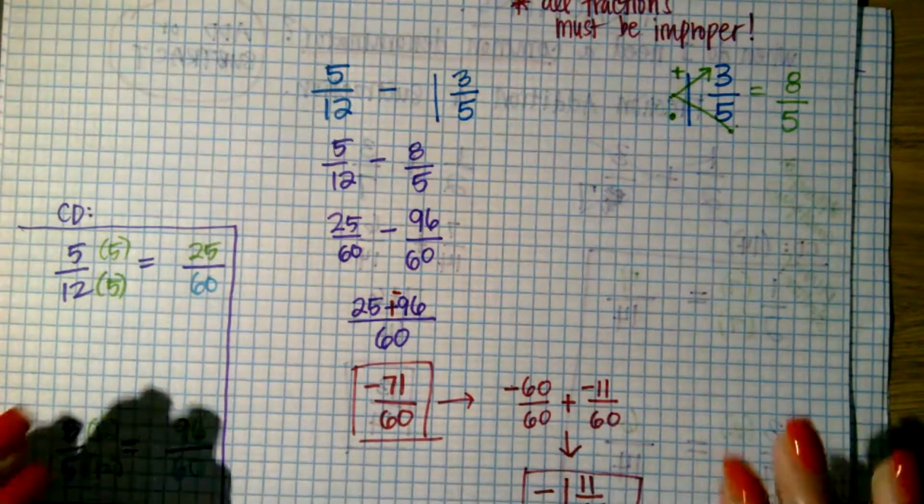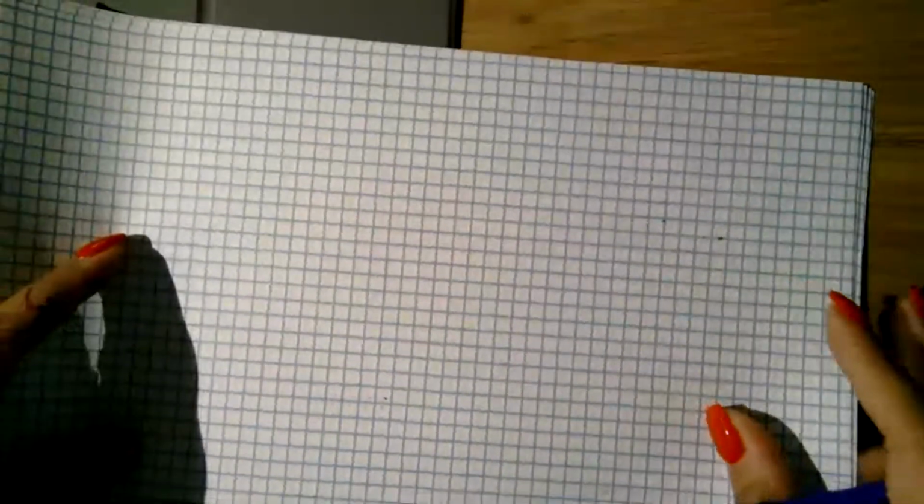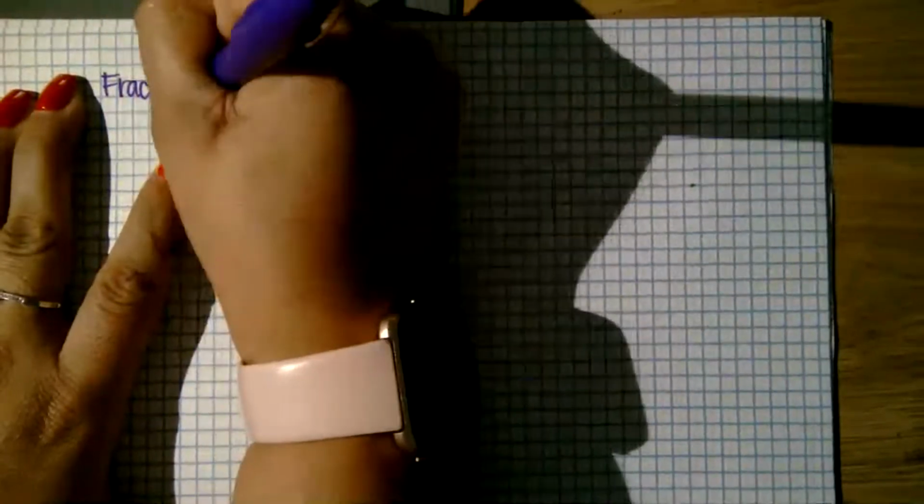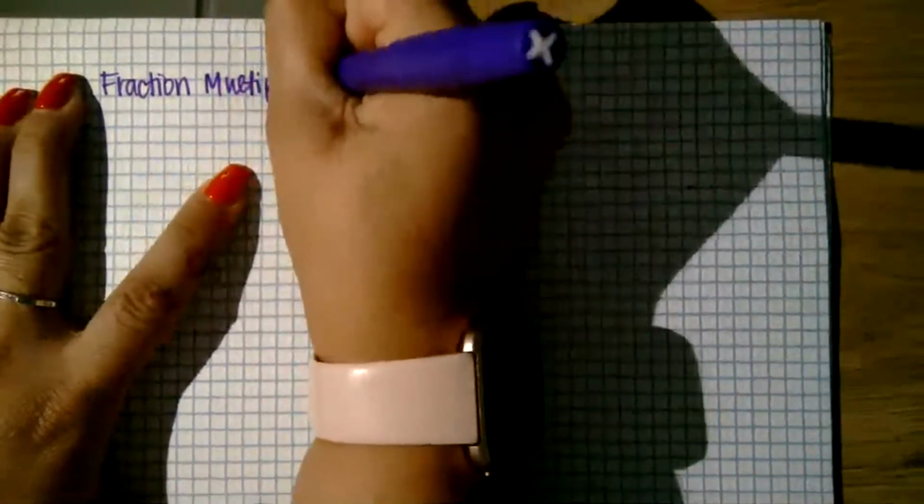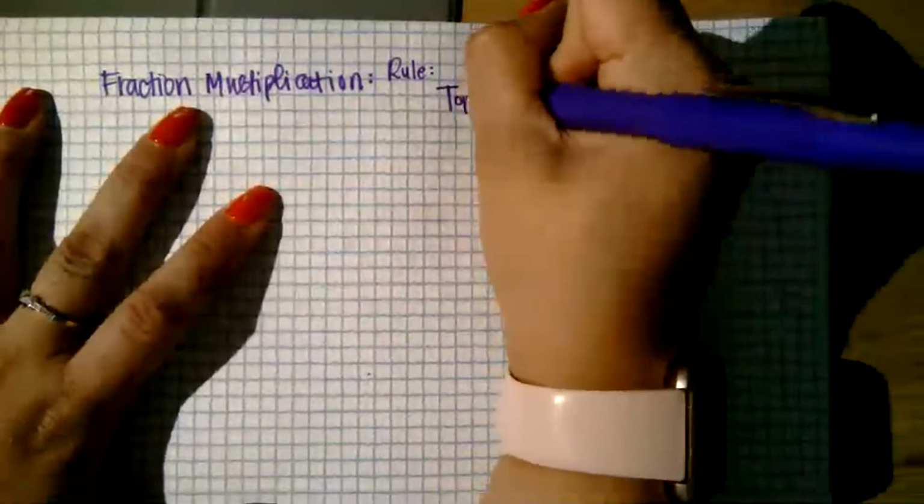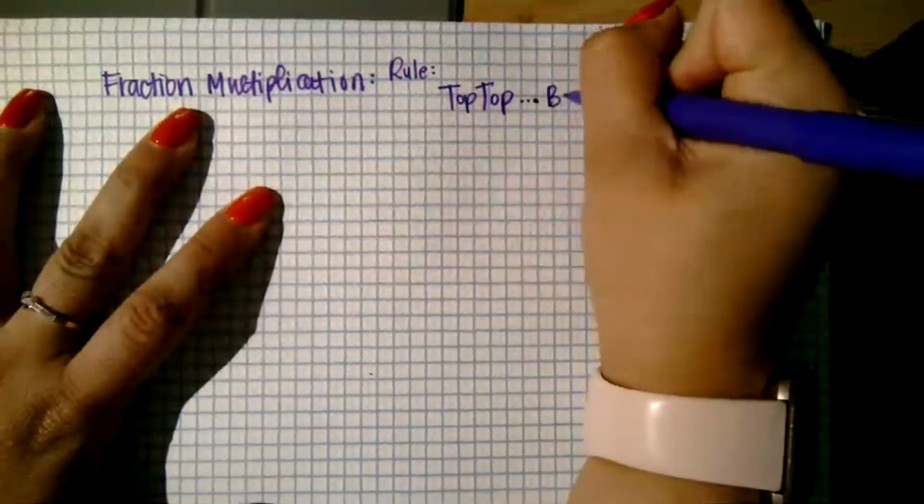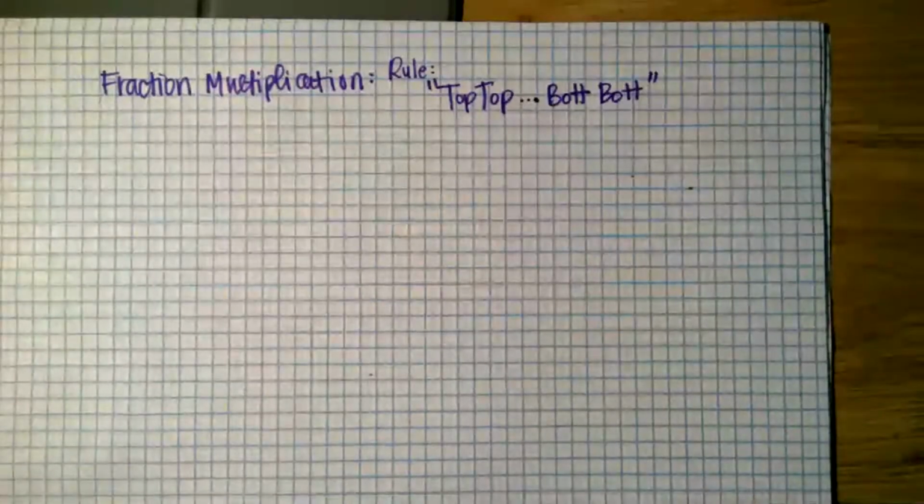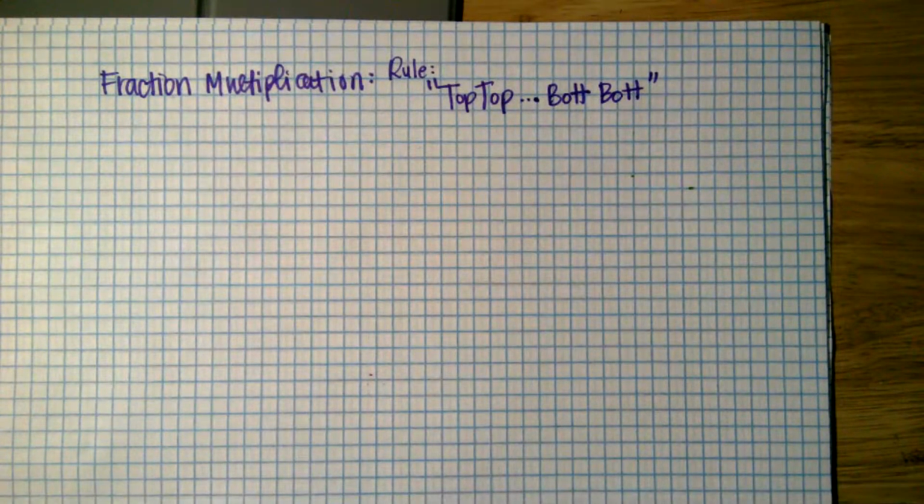And in order to do next, fraction multiplication, my fraction multiplication is the easiest one of them all. Fraction multiplication is the easiest rule. Here's the fraction multiplication rule. And the rule says top, top, bottom, bottom. So exactly what the rule says is exactly what we do when we're multiplying fractions.